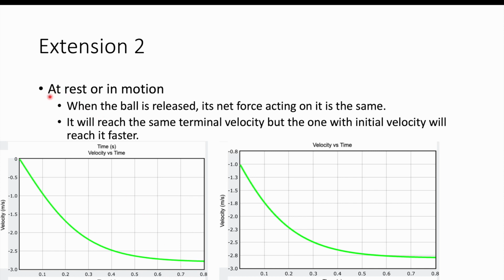So now, what if the object did not start at rest but started in motion? Well, when the ball is released, the net force acting on it is the same. One has just a higher velocity. So that means that both will reach the same terminal velocity because the forces acting on them are still exactly the same. The only difference is that if it starts at a higher velocity, in this case at -1 meters per second instead of 0, it will reach this terminal velocity quicker than if it started slower. As you can see here, the curve started flattening way earlier than with this graph.